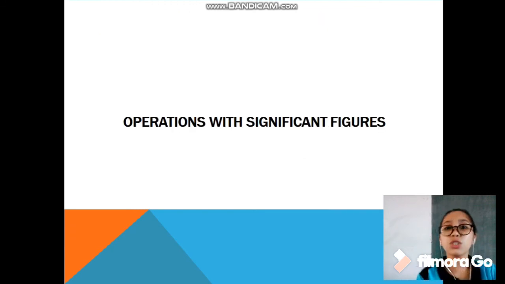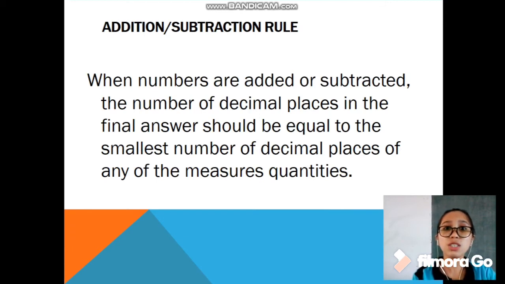Now let's go with the operations with significant figures. In the addition and subtraction rule, when the numbers are added or subtracted, the number of decimal places in the final answer should be equal to the smallest number of decimal places in any of the measured quantities. For example, there are 3 quantities being given, and you should identify first which of them has the smallest number of decimal places. For example, 1.0, only one decimal place.